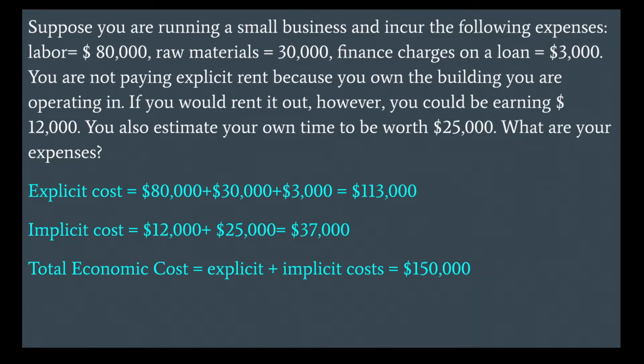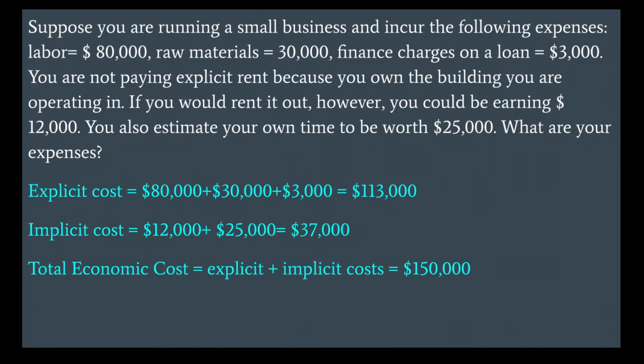What are your expenses? Now, first let's calculate the explicit cost, which is paid in money or cash. So here we find the expenses are labor expenses, the wages paid to labor, that is $80,000, raw materials $30,000, finance charges on a loan $3,000, which totals $113,000.